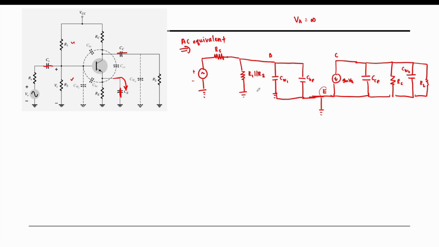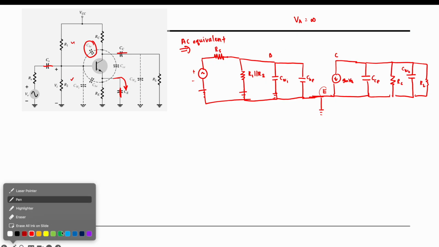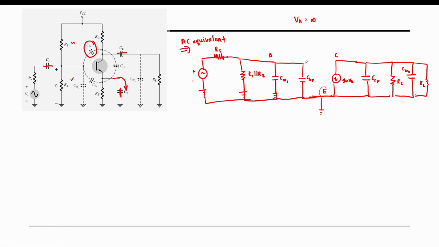Because our emitter is grounded, we can just connect all these grounds to one ground. Now only this CBC is left. I'm using a different color. This CBC actually happens between our base and our collector. We have one capacitor here.